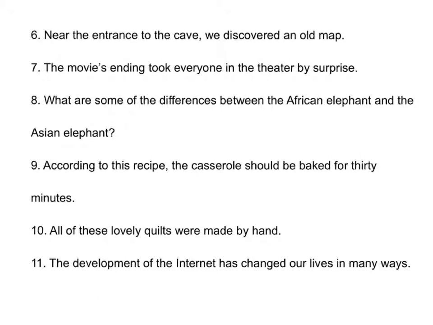Okay, looking at the second half of the page, 6 through 11 at least, we don't have any clues. Starting with the first sentence. Near the entrance to the cave, we discovered an old map. Okay, so we marked our prepositional phrases. Discovered is the verb. Who discovered? We. We discovered what? Map. All right? Near the entrance. What happened near the entrance? We discovered near the entrance.